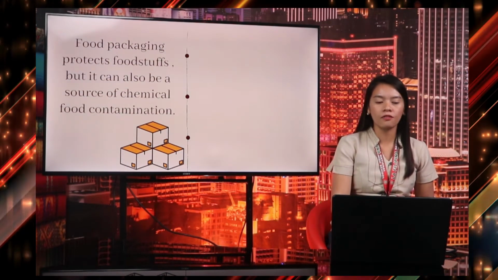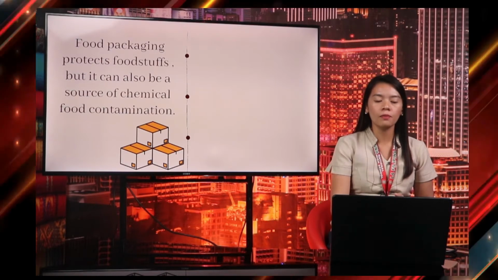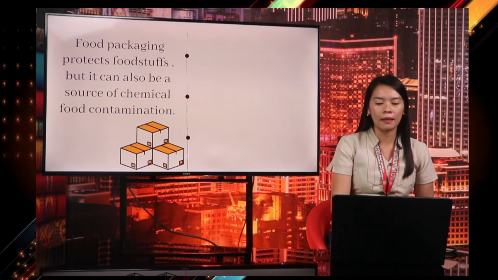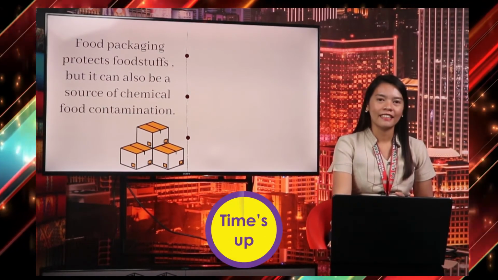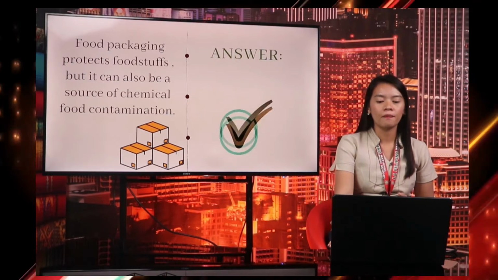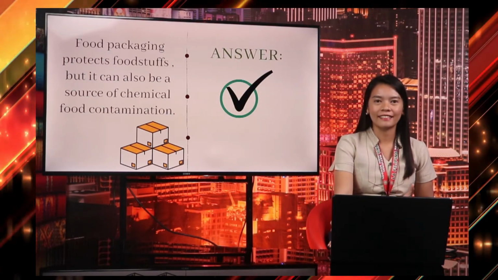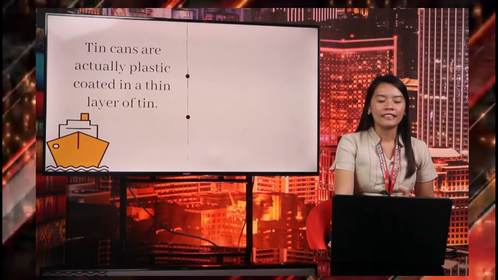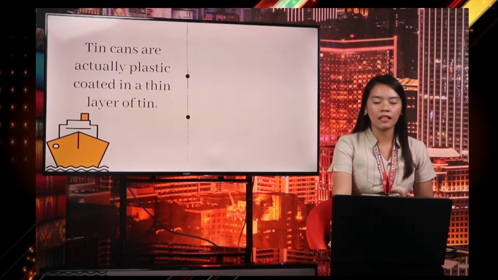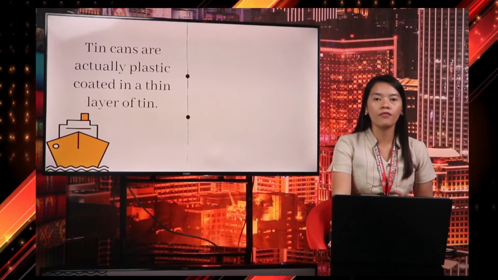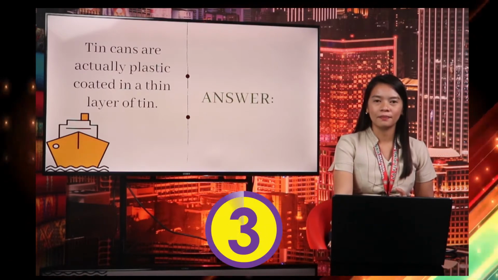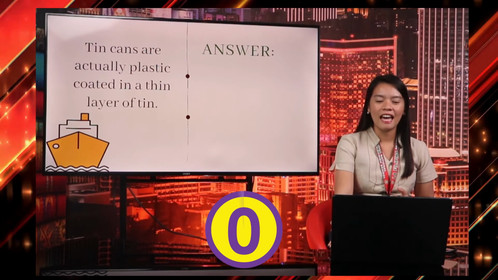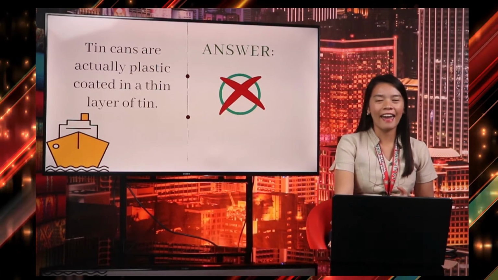Food packaging protects foodstuffs, but it can also be a source of chemical food contamination. Let's reveal. Correct answer is check. Tin cans are actually plastic coated in a thin layer of tin. Is it a check or X? Answer is X.